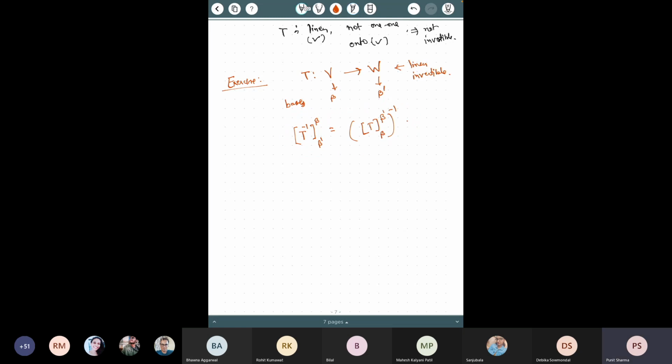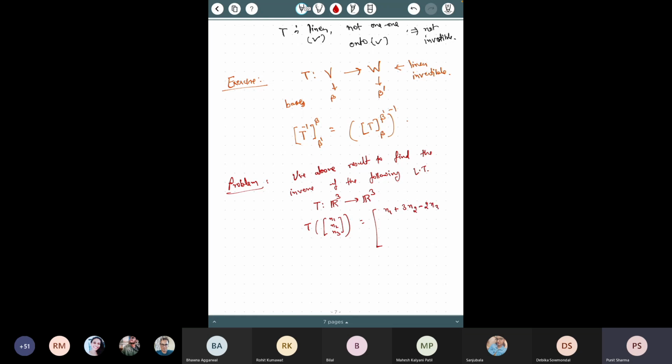All right, for example, let me give you this example here. Use the above result to find the inverse of the following linear transformation. T is a linear transformation from R3 to R3. It is defined as follows: you take any vector in R3, written as a column vector, and send it to the vector (x1 plus 3x2 minus 2x3, 2x1 plus 3x2, x2 plus x3).